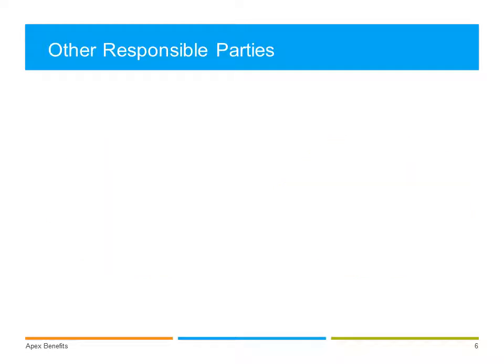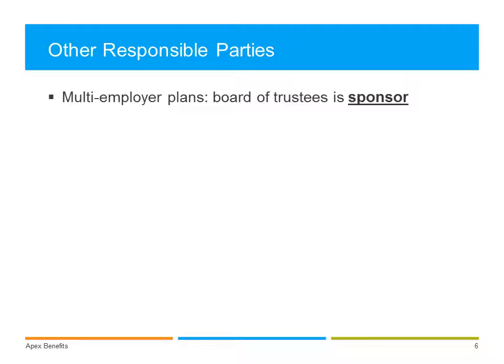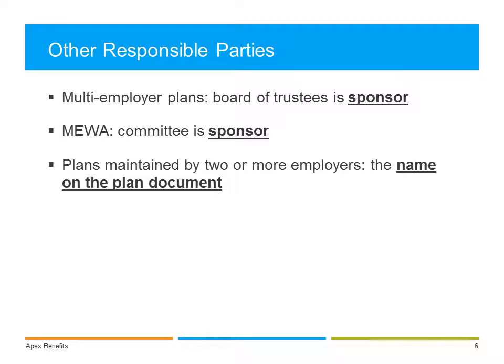Other responsible parties. Multi-employer plans: the Board of Trustees is considered the plan sponsor, and they will be responsible to pay the fee. MEWAs: the MEWA committee is the sponsor. And for plans maintained by two or more employers, the name that is on the plan document will be the responsible party to submit PCORI.